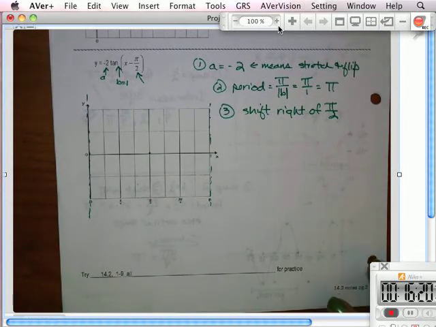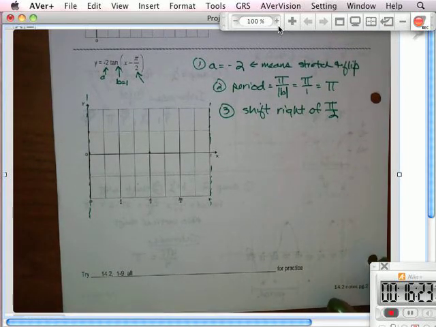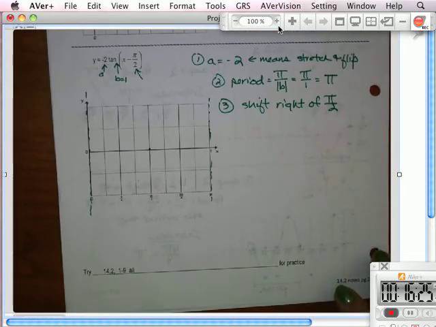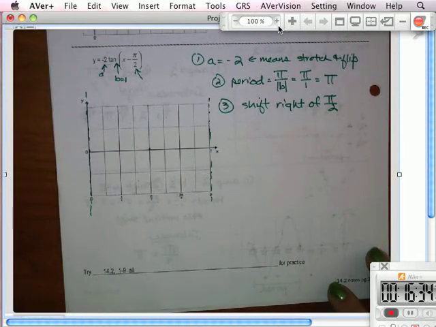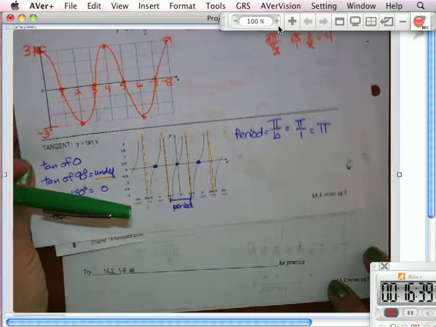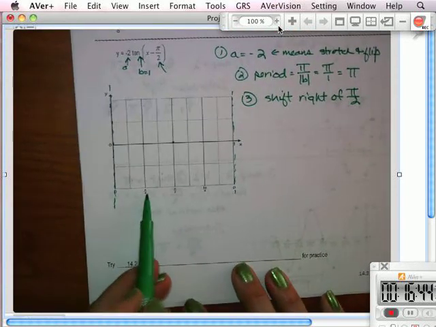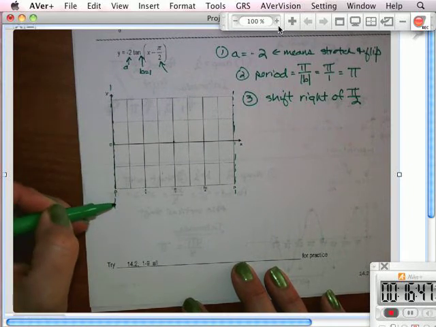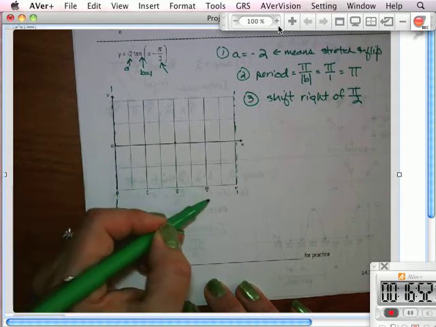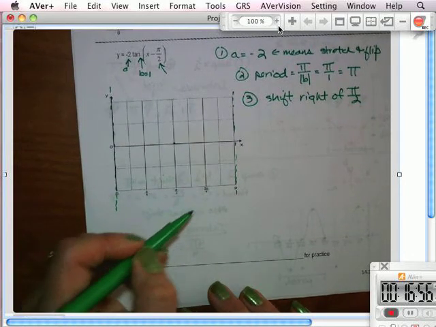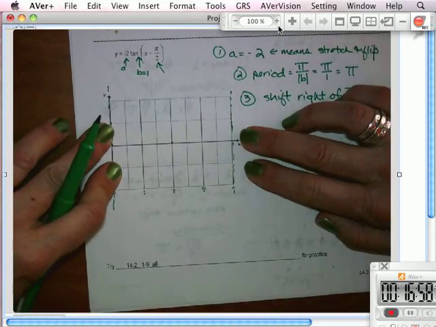Pardon me? Well, I'm not there yet. On the what? For a tangent graph? Oh, you don't understand this? Well, this is where y is 0. This is where x is pi over 4, x is pi over 2. This is 3 pi over 4, and that's pi. So this whole distance right here is pi.